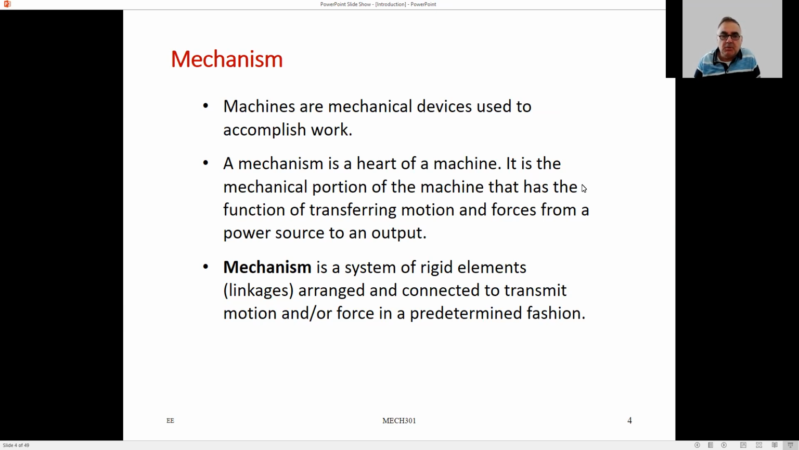Okay. So we will analyze mechanisms as rigid elements. So we will assume that they have infinite stiffness. They have no elasticity. And we will call these elements linkages. Okay, linkages. And they are connected to each other. The linkages will be connected to each other to perform specific tasks so that they will transmit motion and force in a predetermined fashion. I will give you examples of this.